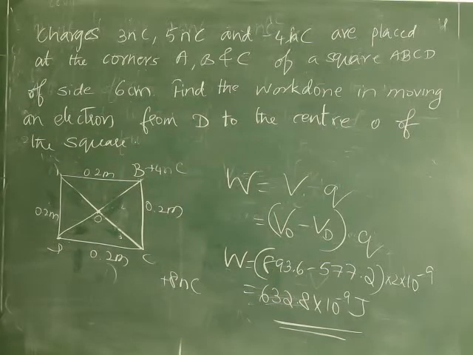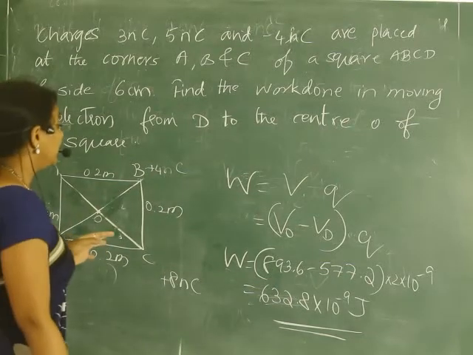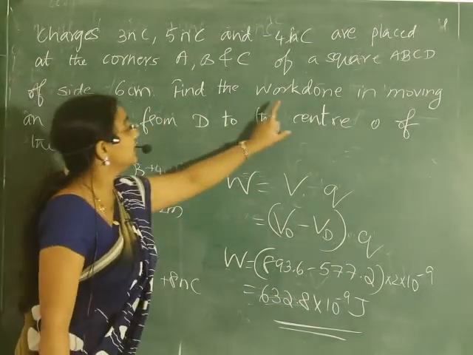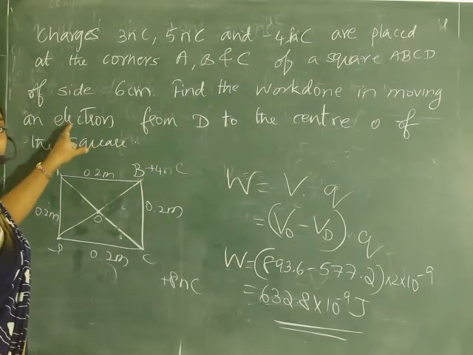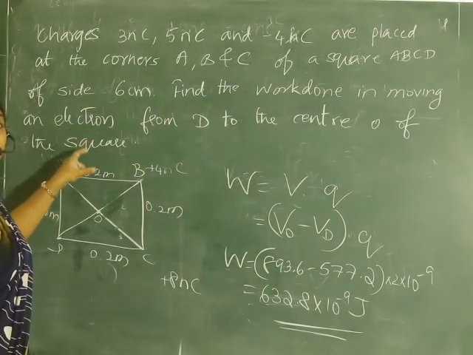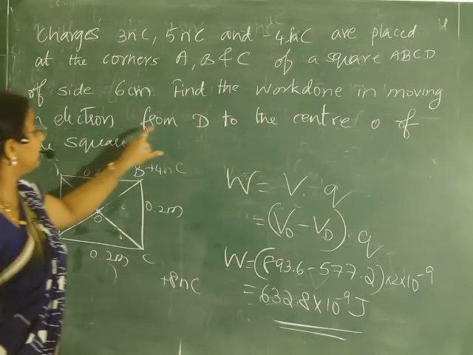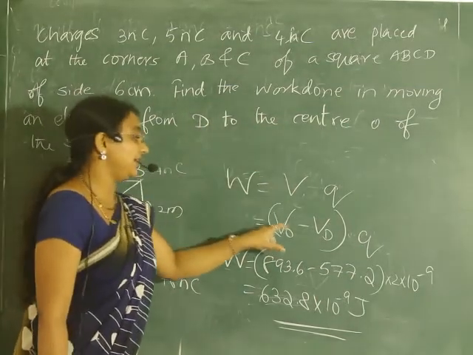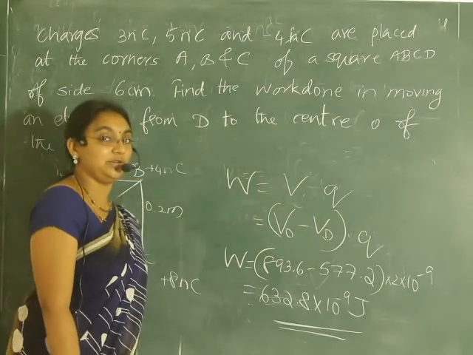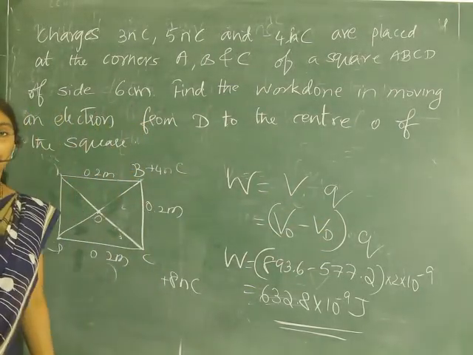Same like this problem itself, how you have solved. Here the charge is nothing but an electron, so you have to use 1.6 into 10 to the power minus 19 coulomb value. And same thing, because you have to move from D to O, so VO minus VD you have to use. Try to solve. Okay, thank you.